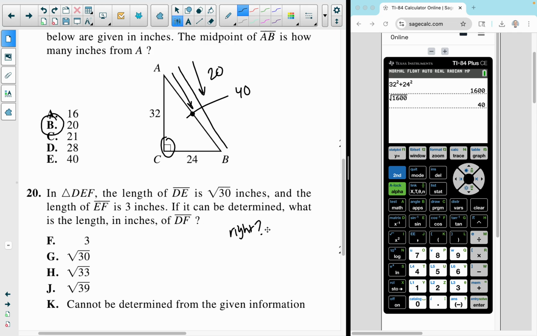so we can't use Pythagorean theorem. And we have no angles, so we can't do any trigonometry or SOHCAHTOA. So there's no way for us to know what the value is going to be. So that would be K, cannot be determined, because we don't have enough information.